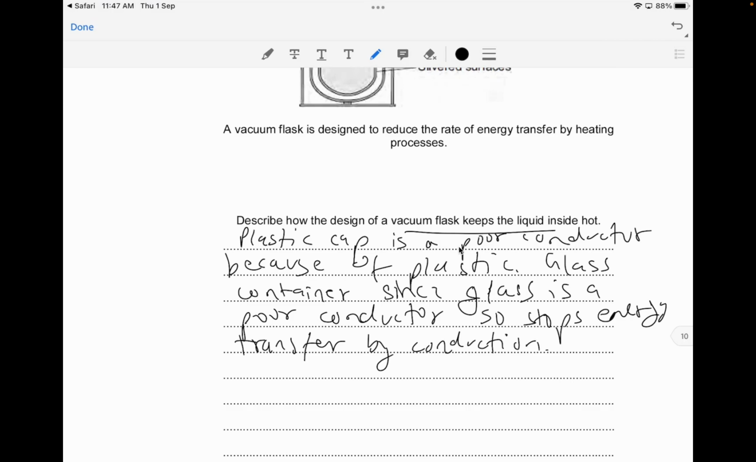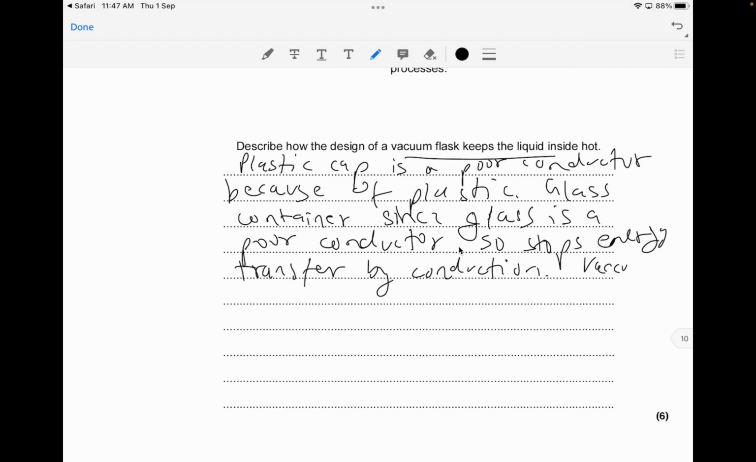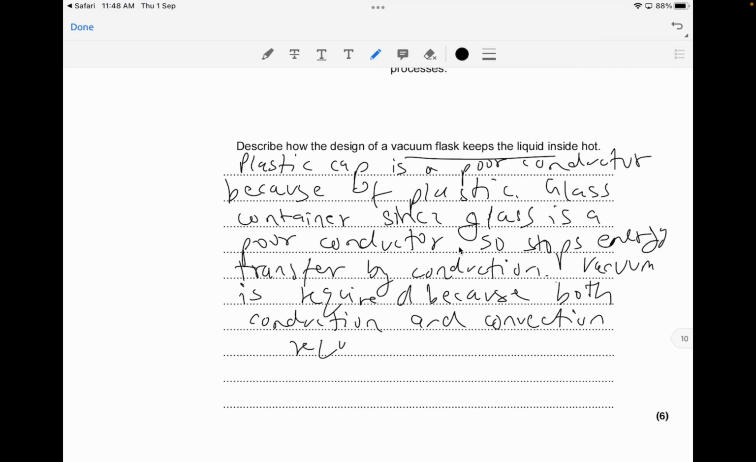And you're also going to mention that the vacuum in the flask stops energy transfer between the two walls by conduction and convection. So a vacuum is necessary. The reason it's required is that both conduction and convection require a medium. I'm going to mention that point as well: requires a medium. I'm also going to mention the other parts of it.